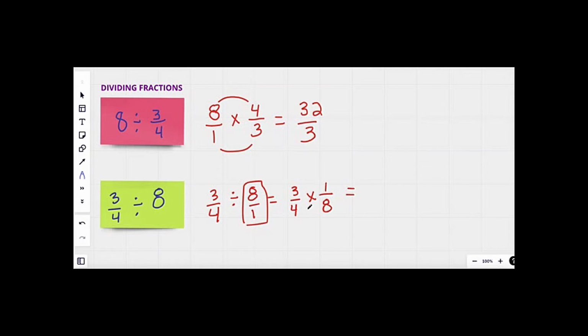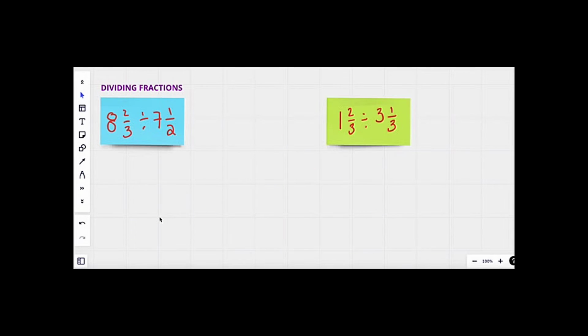So again, like we did the last time, do we have an opportunity to reduce before we proceed? So we'll look at the 4 and the 1. We don't have a number that would fit into both. The 3 and the 8, there isn't a number that would fit evenly into both. So we're ready to multiply. The top by the top, the bottom by the bottom. So this becomes 3/32.